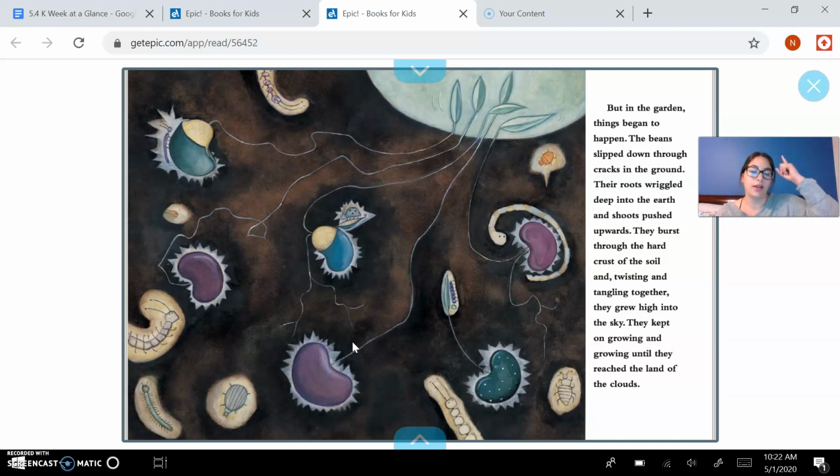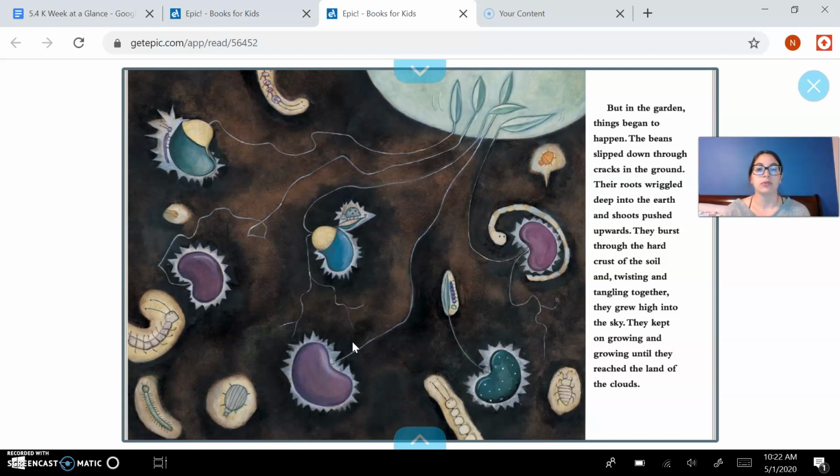Now, I'm thinking we learned about the life cycle of a plant. And in the beginning, you have to plant the seeds in the soil, in the ground. And once you do that, their roots go down. And so I'm thinking that since these beans are in the ground, that they're going to grow. But I don't know what it's going to grow into. So let's keep on reading.